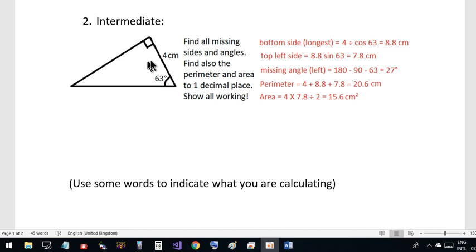Perimeter. So we've worked out the long side to be 8.8, and this side over here we worked out to be 7.8, and this is 4 here. So if you add them all together, we get 20.6 centimetres.